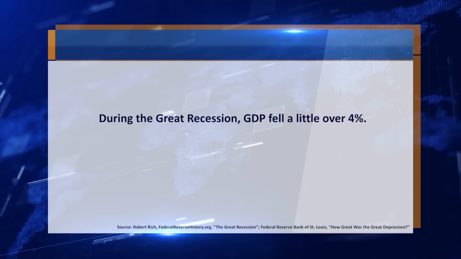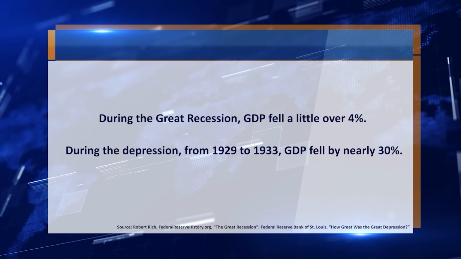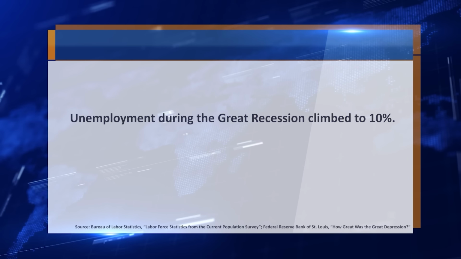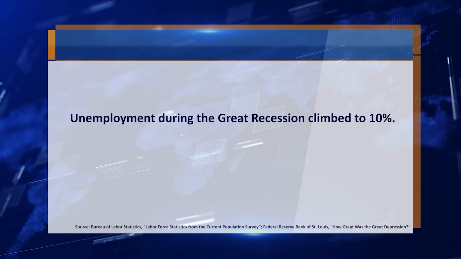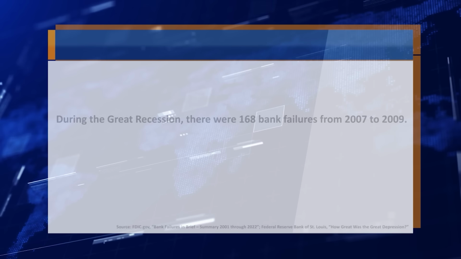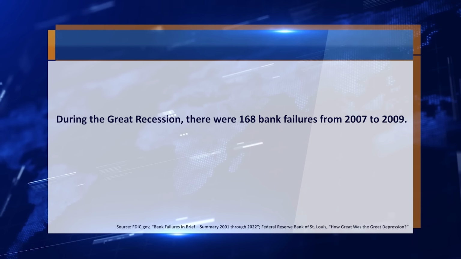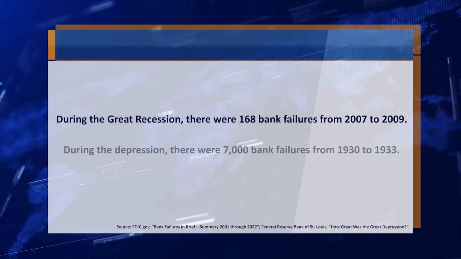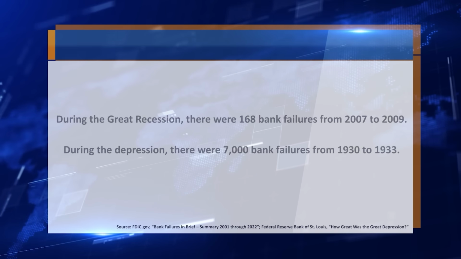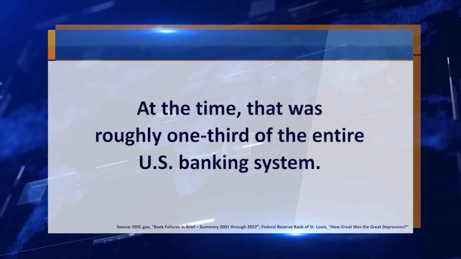During the Great Recession, GDP fell a little over 4%. During the Depression from 1929 to 1933, GDP fell by nearly 30%. Unemployment during the Great Recession climbed to 10%. In the Depression, unemployment reached nearly 25%. And during the Great Recession, there were 168 bank failures from 2007 to 2009. During the Depression, there were 7,000 bank failures from 1930 to 1933. At the time, that was roughly 1/3 of the entire US banking system.